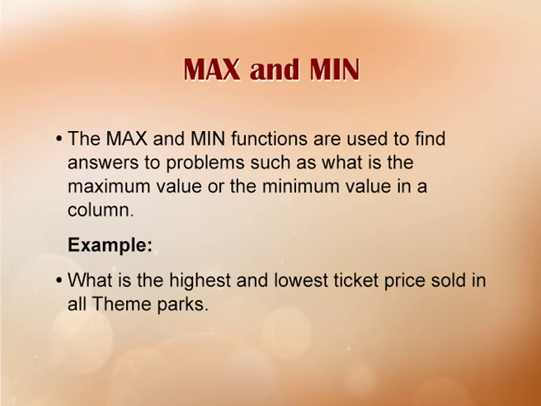So, next comes the max command and the min command. The max and min functions are used to find the maximum value and the minimum value respectively. Suppose there is a query to be put to the database: what is the highest and lowest ticket fare sold in all theme parks? In order to find out the highest, we have to use the max function, and for the lowest we have to use the min function. How to go about it?